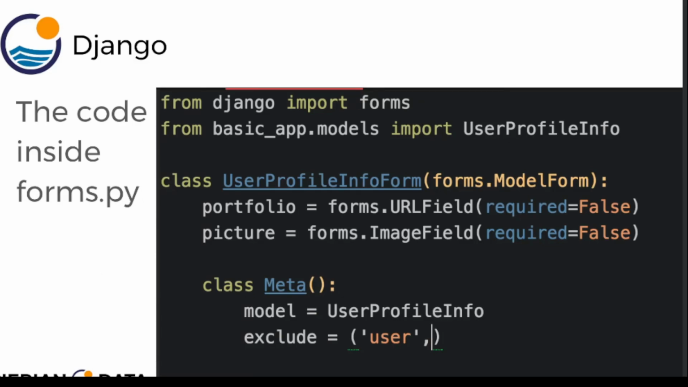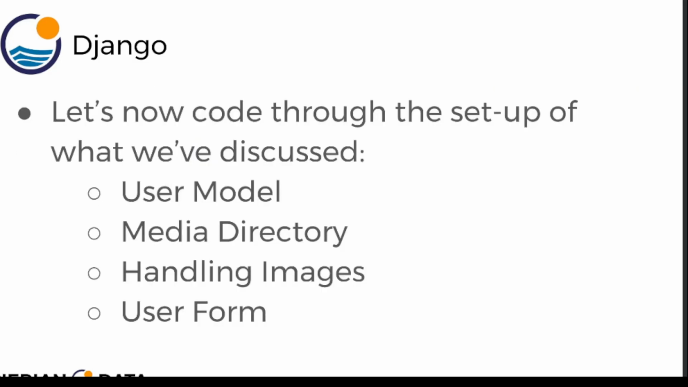You say from django import forms, and then from the basic app you made, import the UserProfileInfo model. Then we create a new class, we'll say UserProfileInfoForm, that is a forms.ModelForm, as we saw in the other Django levels. And then we create the portfolio and the picture, passing those in as the URLField and ImageField, and then we have this class Meta that connects the model to the actual UserProfileInfo model, and then we can exclude something. In this case we can exclude user.